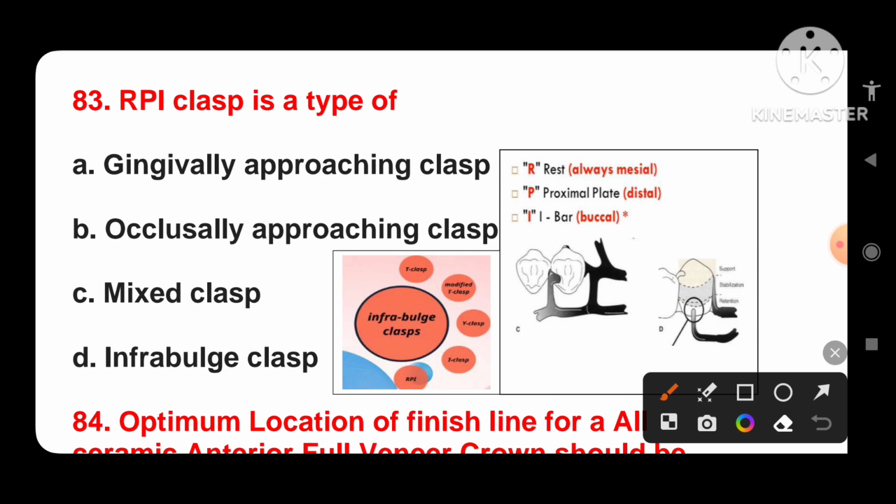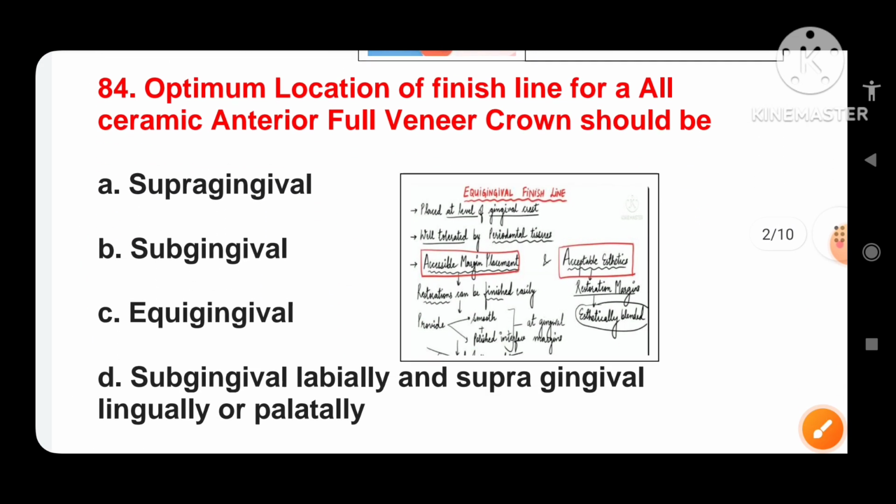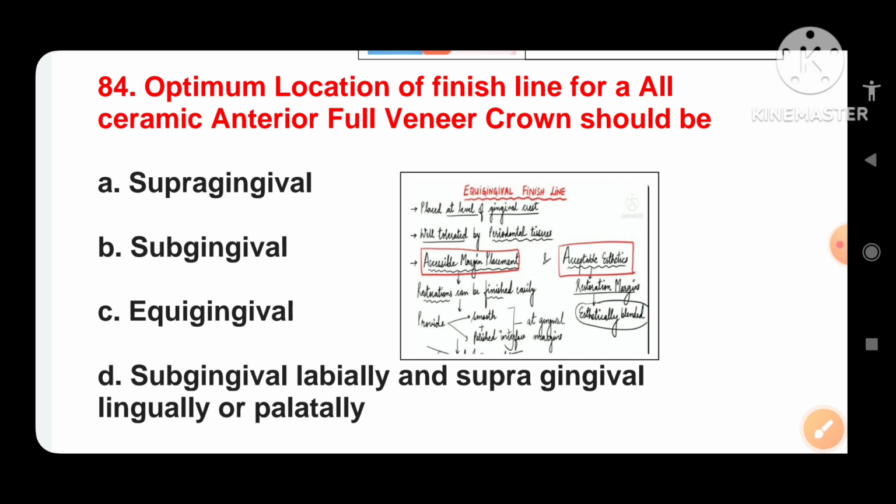This is the distal proximal plate, this is the mesial rest, and here is the buccal I bar. Okay, RPI clasp is a type of infrabulge clasp. Okay, next question is optimum location of finish line for all ceramic anterior full veneer crown should be.